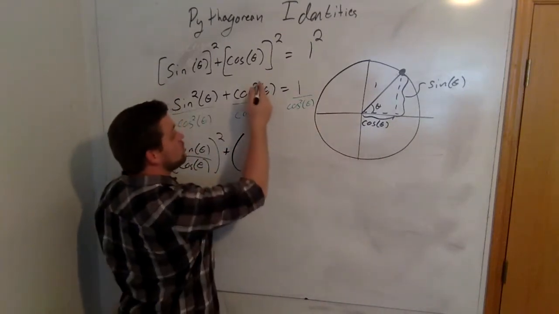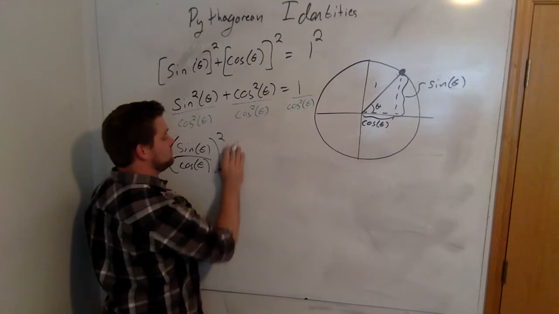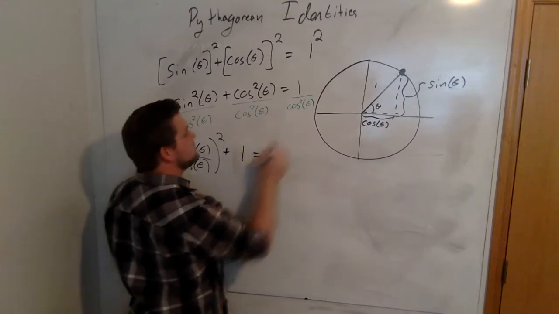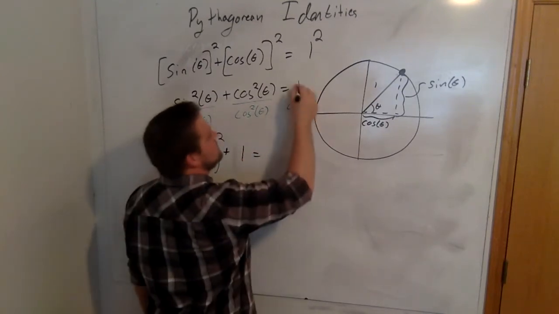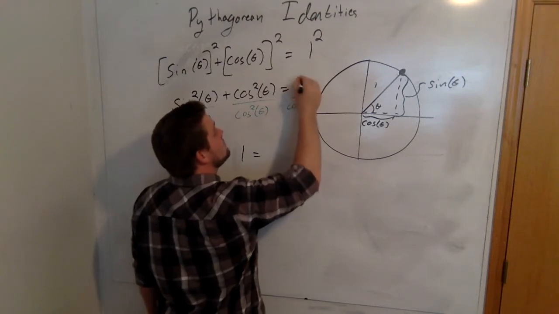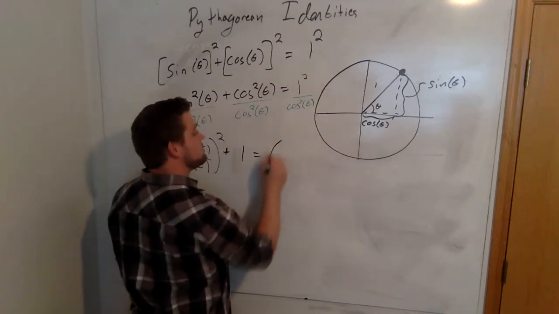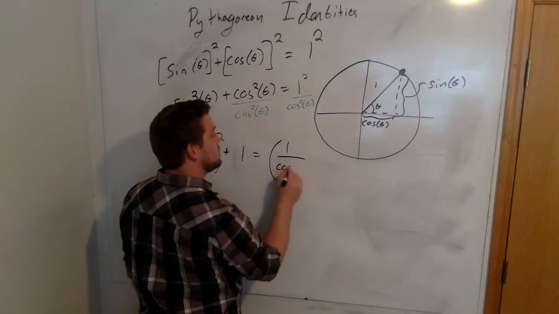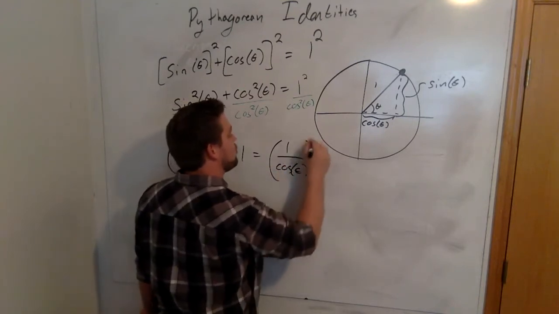Plus, this is just cosine squared over cosine squared. Well, that's just 1. And this is going to be equal to, if you would like, you could think of this as a 1 is the same thing as 1 squared. So you could think of this as 1 over cosine of theta quantity squared.